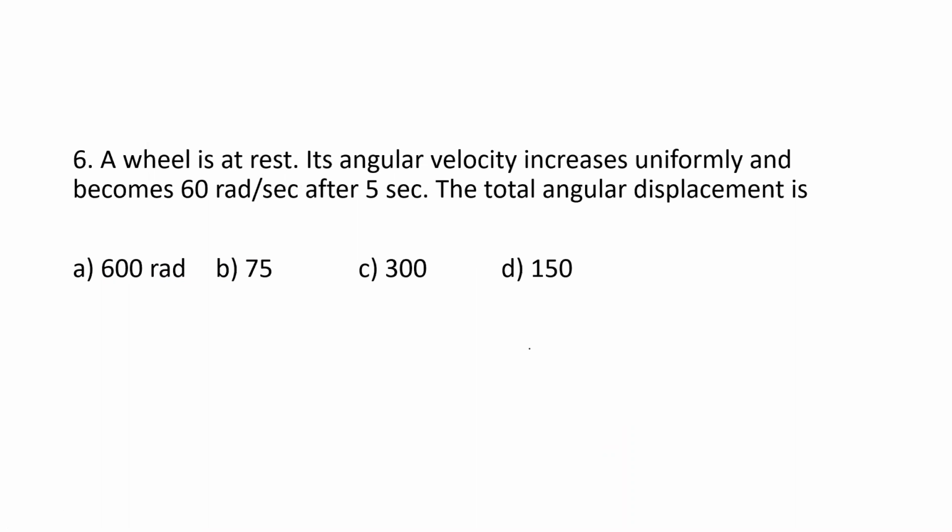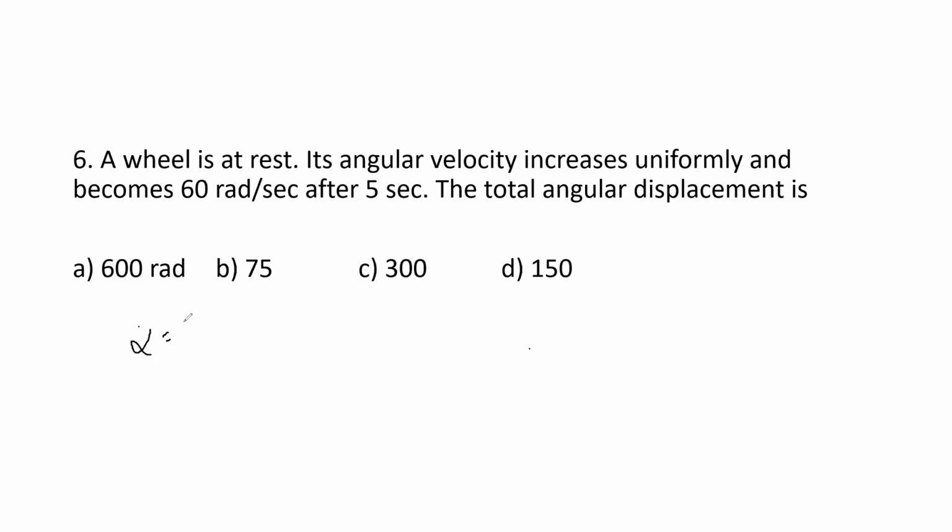A wheel is at rest. Its angular velocity increases uniformly and becomes 60 radian per second after 5 seconds. The total angular displacement is, so we need to calculate the total angular displacement. Already we know the formula. Here they have given the values.